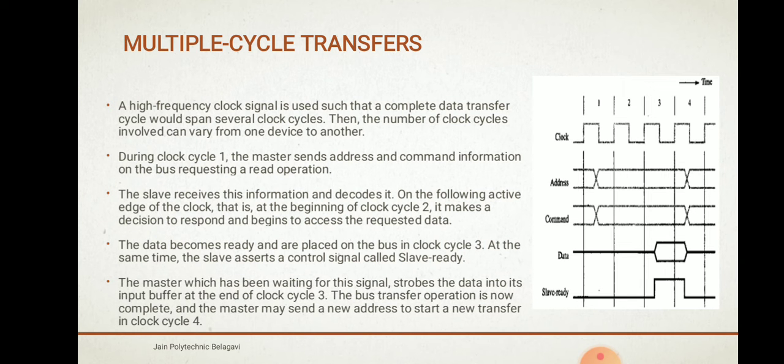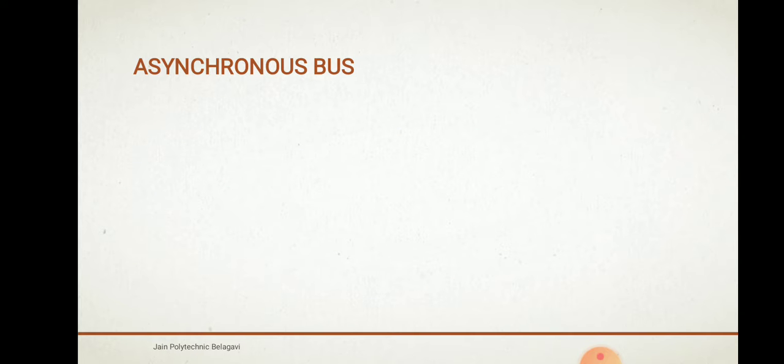Now you can see here the master, which has been waiting for the signal, strobes the data into its input buffer at clock cycle 3. Now the bus transfer operation is complete and the master may send a new address to start a new transfer in clock cycle 4.